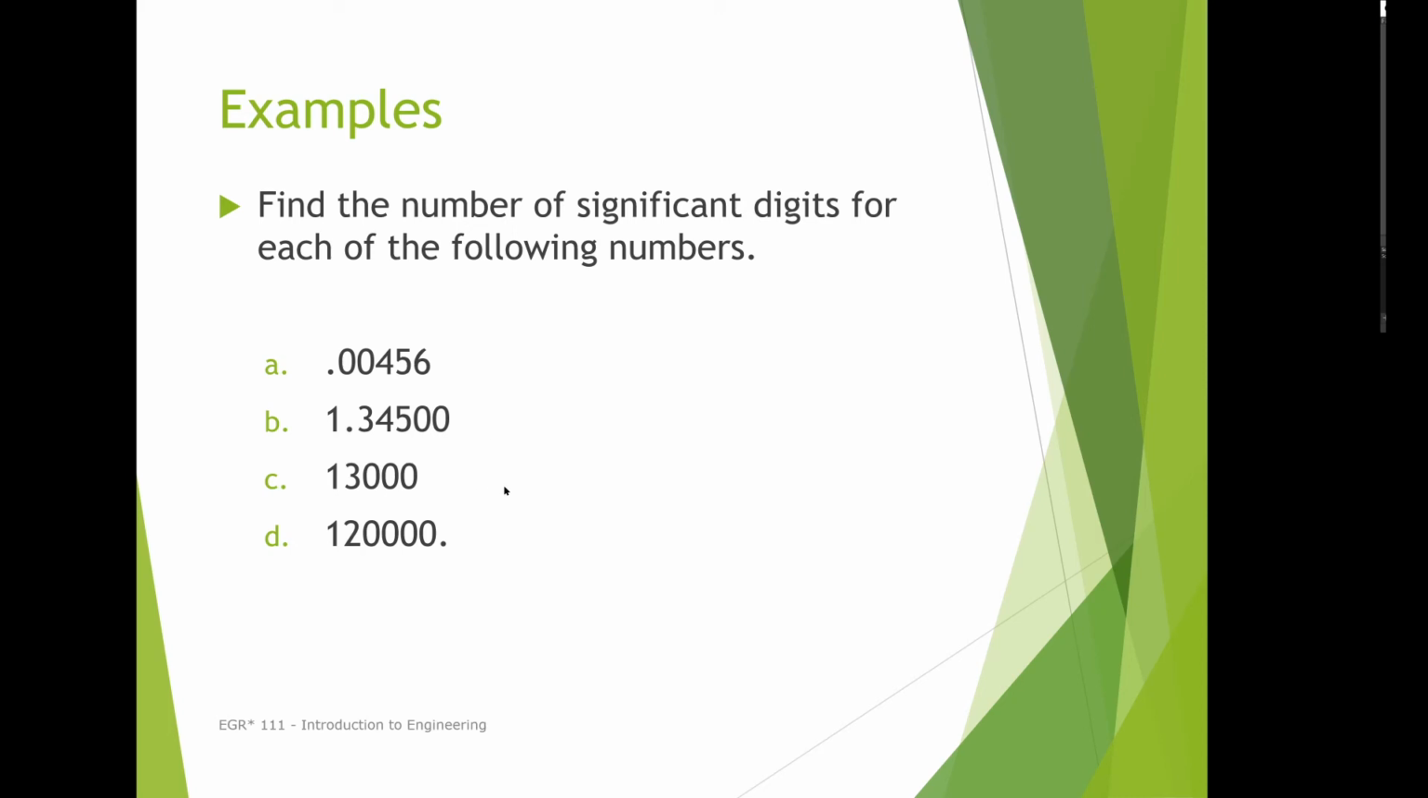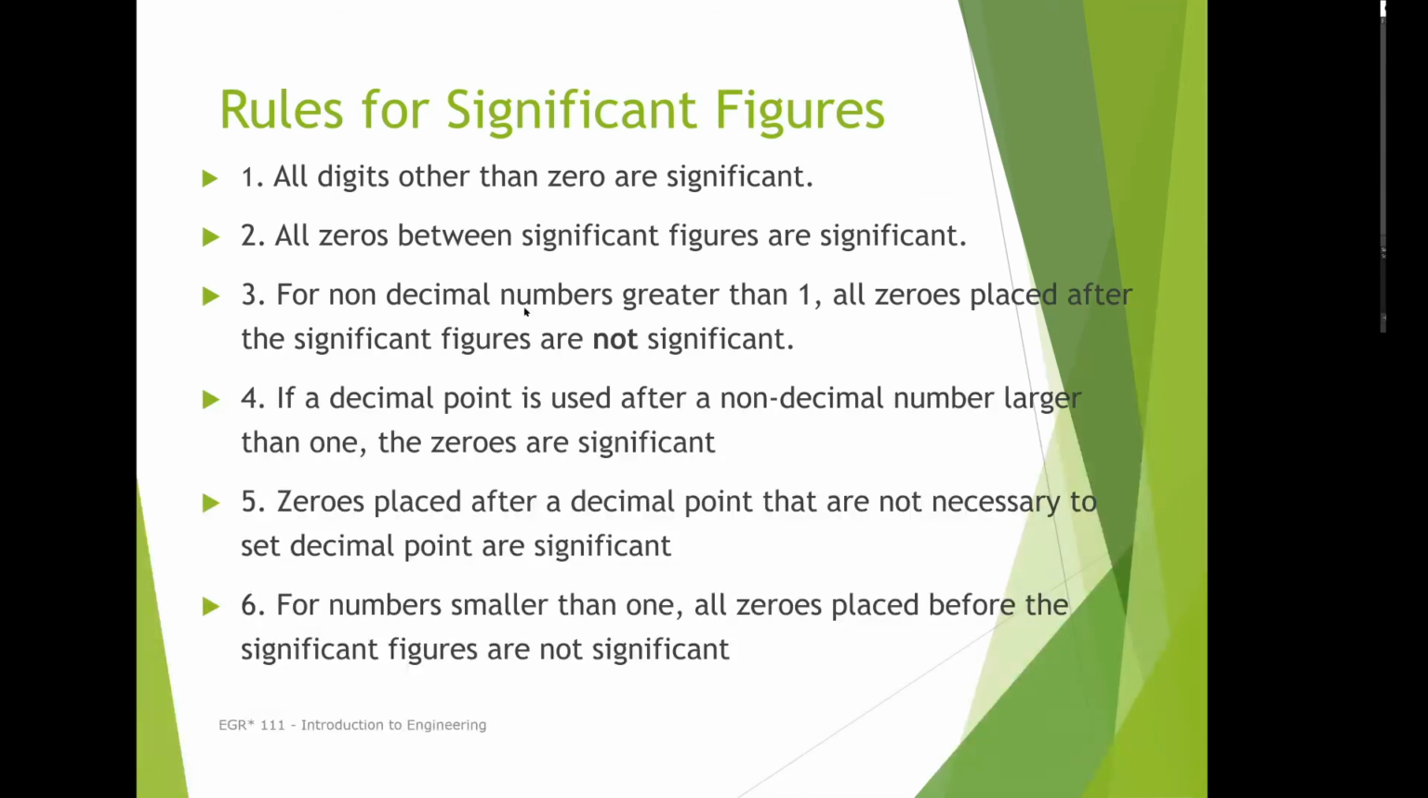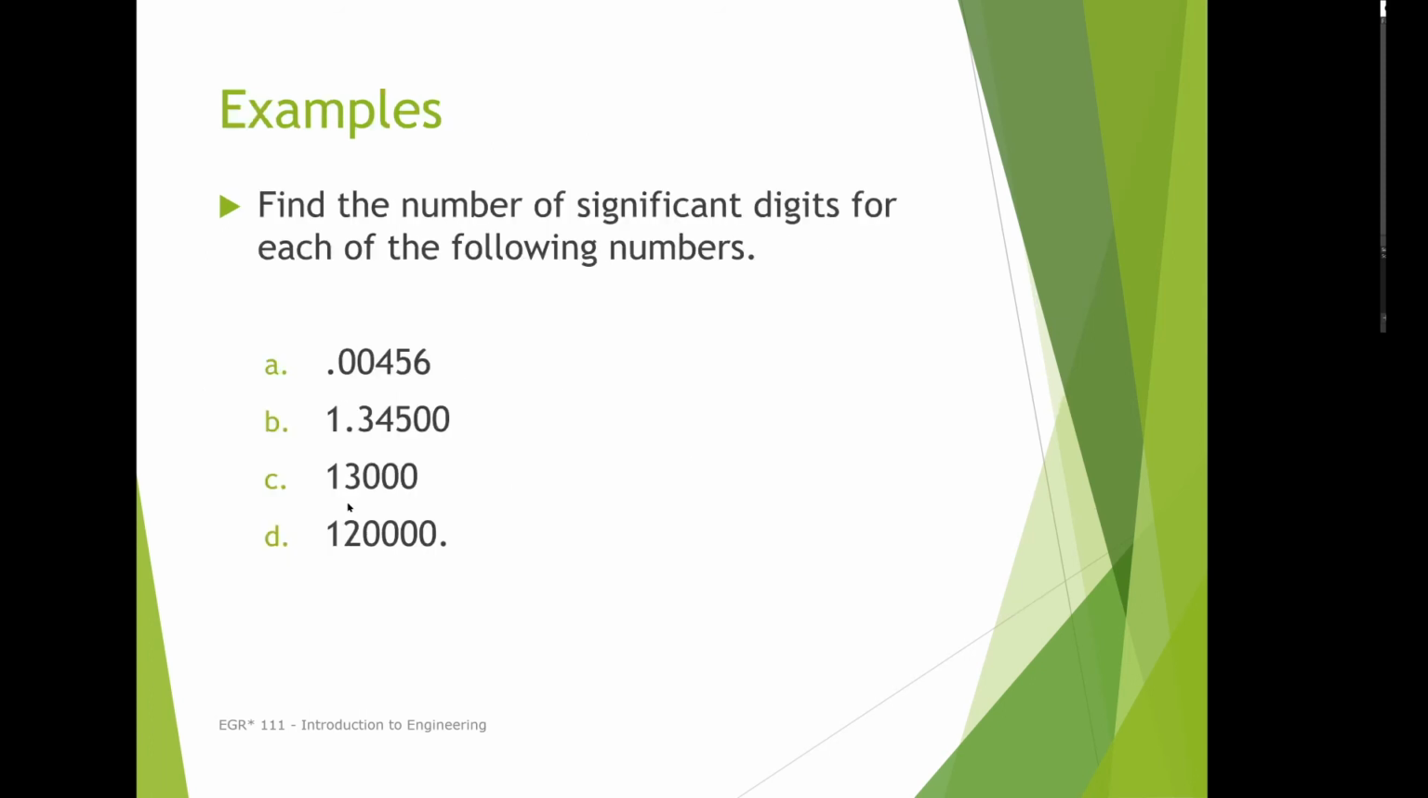All right? About the next one. 13,000. Okay? So let's see. 1, we know that applies. 2, no. Greater than 1, all zeros placed after the significant figures are not significant. So in this case, number 3, we're going to apply 1 and 3. So we have a 1 and a 3, and then we have these zeros. So these zeros are not significant.